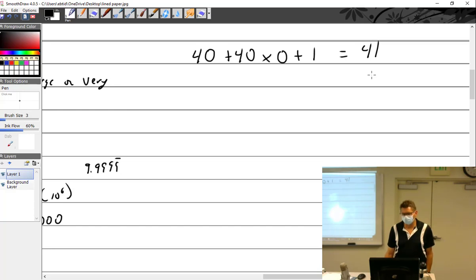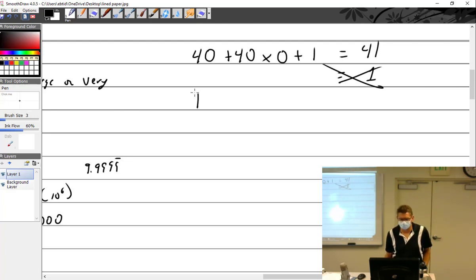41. How about 1? What? Well, 40 plus 40 is 80 times 0 is 0 plus 1 is 1. Oh. Okay, so that's wrong. So we do not do left to right, right?